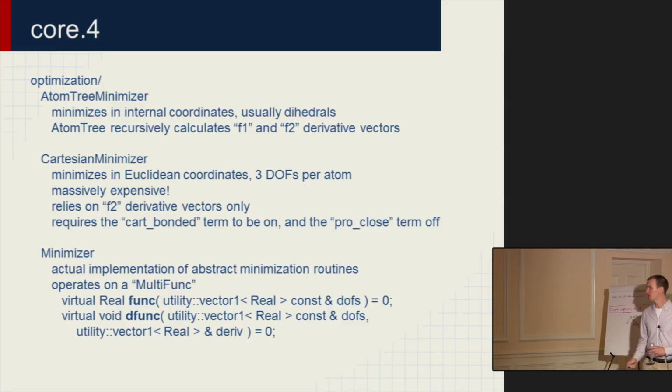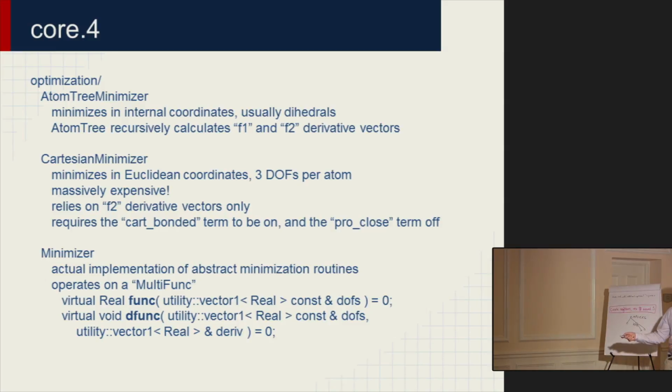There's a minimizer class, which is the actual implementation of these abstract minimization routines. These two are kind of interfaces to this code. They're not minimizers in the proper form. And what they take are multifuncs. And a multifunc defines these 2 virtual functions. Func, which takes a vector of reals named DOFs. So given an assignment of DOFs, it calculates a real value.